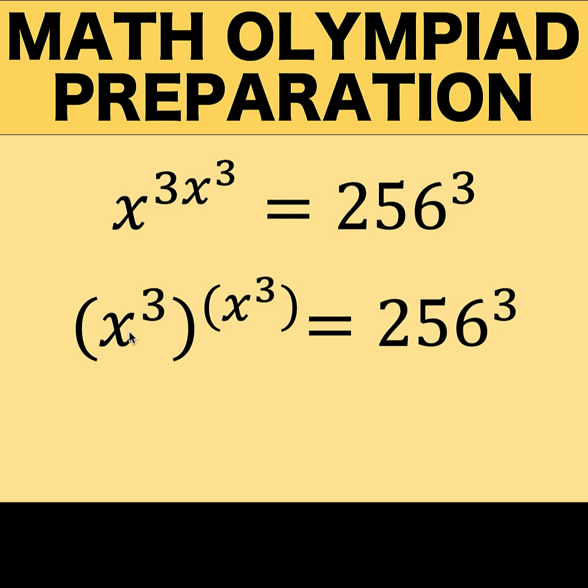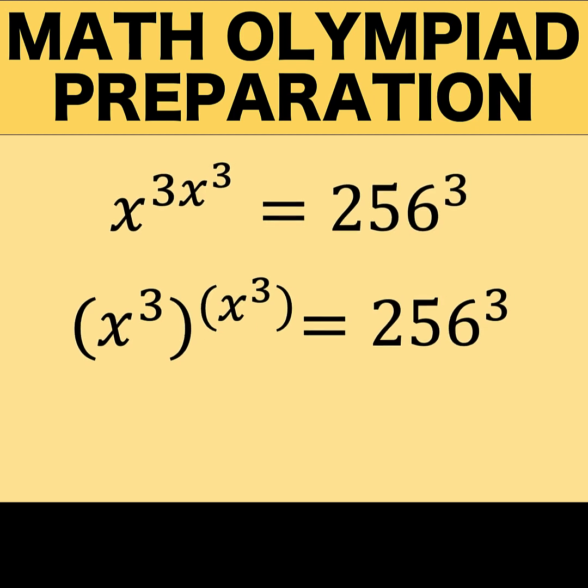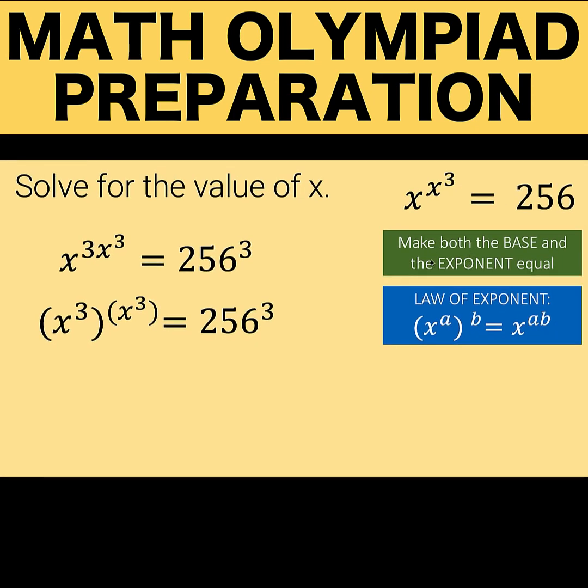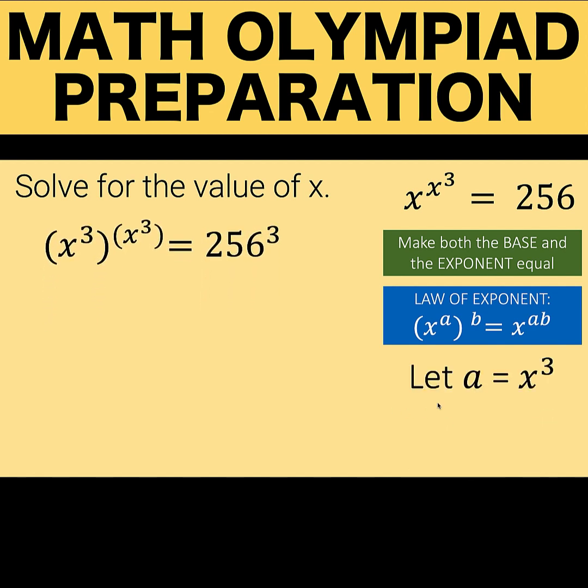So notice now that at the left side, we have x cubed as the base and x cubed as the exponent. And that is precisely what we mean by this statement here. Make both the base and the exponent equal. Now, we let a be equal to x cubed. And so if x cubed is equal to a, then we can now write this left side of the equation as a raised to a equals the right side 256 cubed.